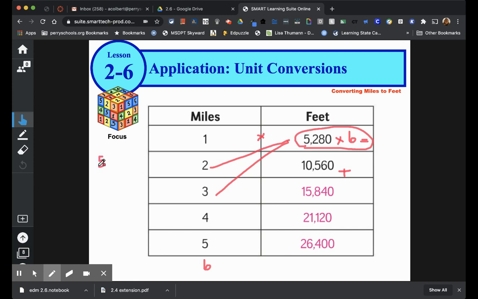And you could write out your traditional multiplication problem just like we did with finding out 2 miles and writing that times 6. And you'll notice that 6 times 0 is 0. 6 times 8 is 48. 6 times 2 is 12 plus 4 is 16. 6 times 5 is 30 plus 1. We would get 31,680.